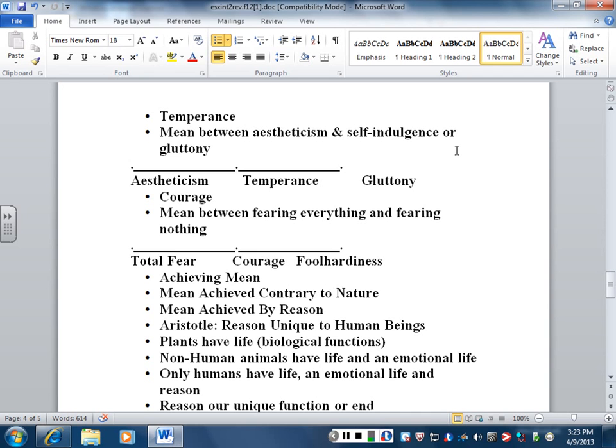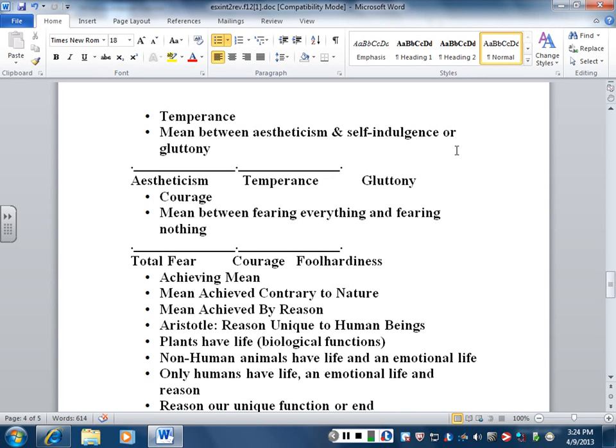And here, temperance, like self-control of our appetites. In the area of food, the excess would be gluttony, asceticism, denial of our appetites for food would be at the other end, and self-control would be the mean between them. Fearing everything and fearing nothing. Well, courage, he says, the midway between those two.